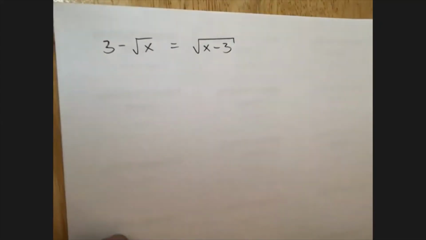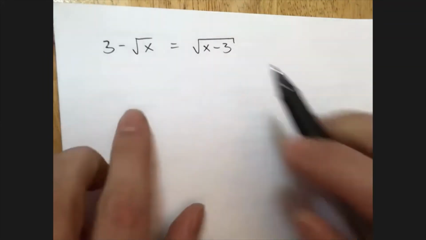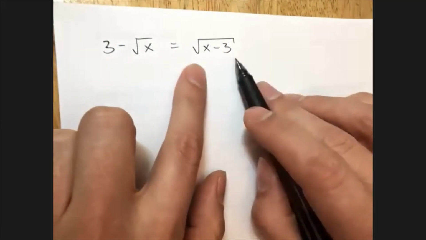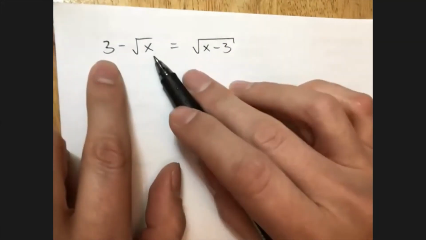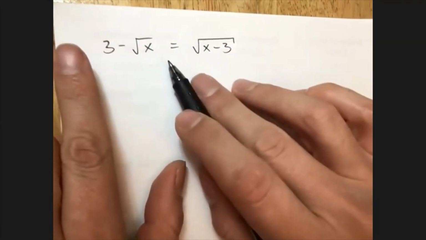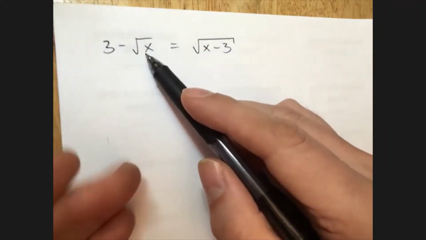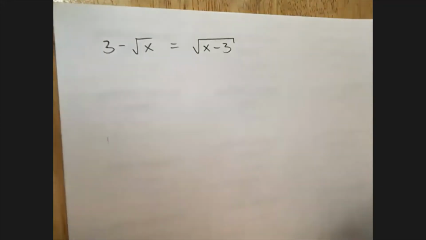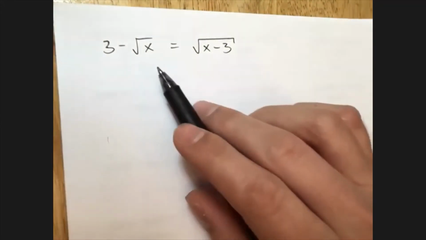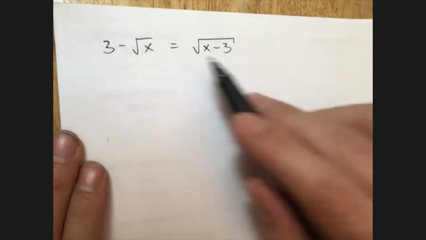Always check. Here we have 3 minus root x equals root x minus 3. Okay, so here, I want to isolate the radical on one side. Now I can't do it, I mean, it's already isolated so that this radical is all by itself on one side, but the other radical is not. And I can't really manipulate this so that one of them is not by itself, right? So I'm just going to have to deal with it like it is.